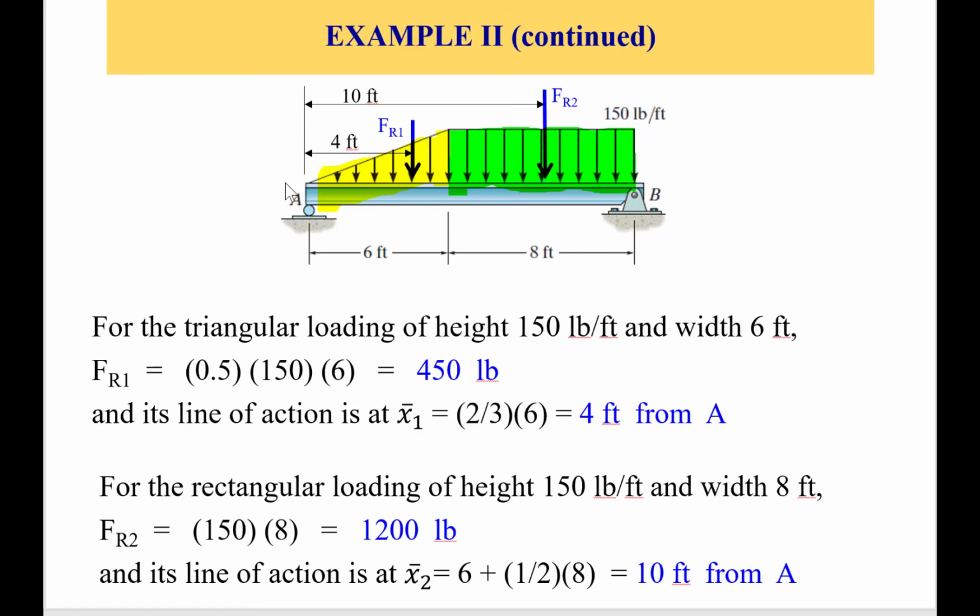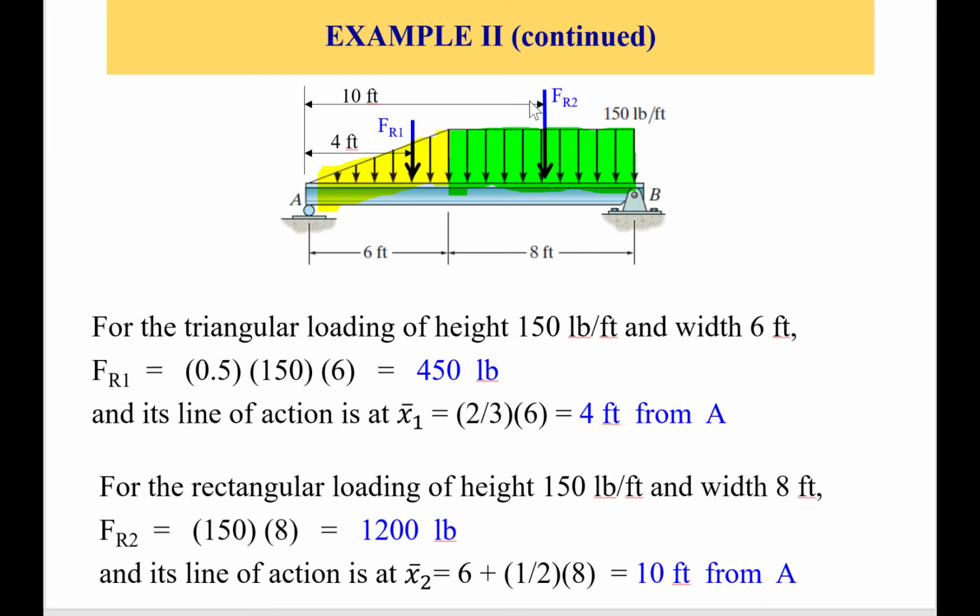So let's take, for example, the triangle. The centroid of the triangle measured from A is given by the formula 2 over 3 multiplied by the base, right? So it is 2 multiplied by 6 over 3, which is going to give us 4, right? And since the triangle meets at A, it's simply 4.